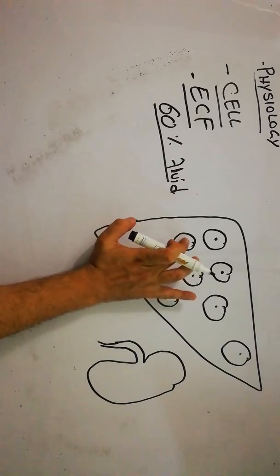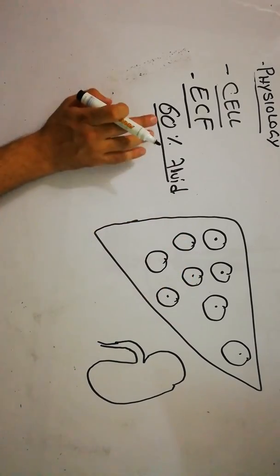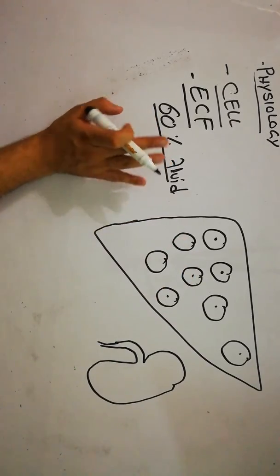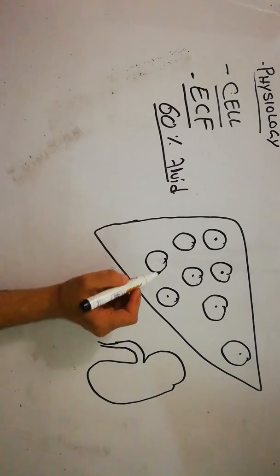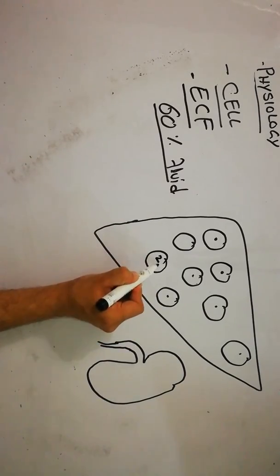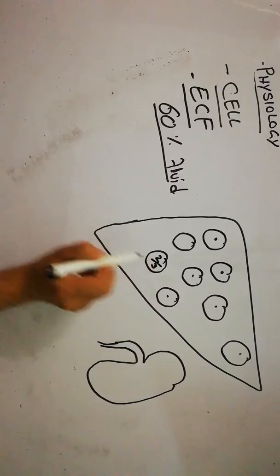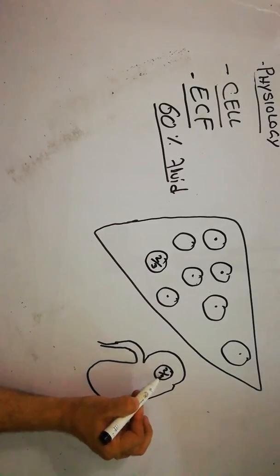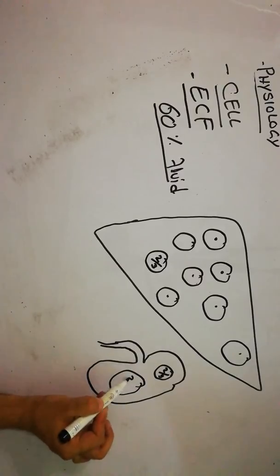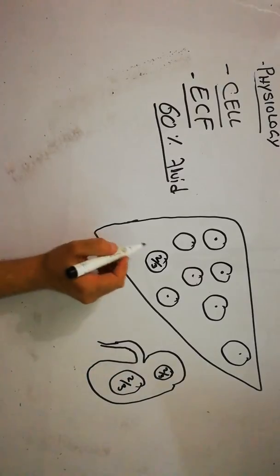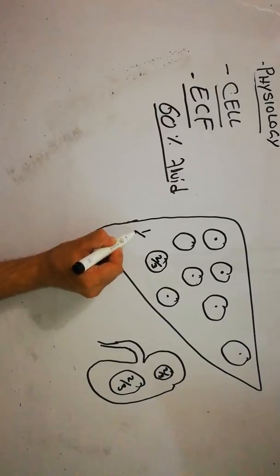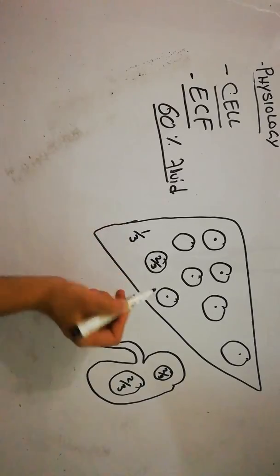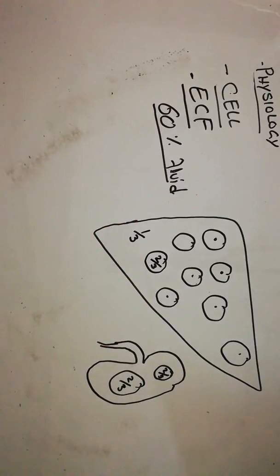Out of this 60%, mostly it's water and electrolytes. Around two-third is present inside the cells, and one-third is present outside the cells. Two-third inside and one-third outside the cells.